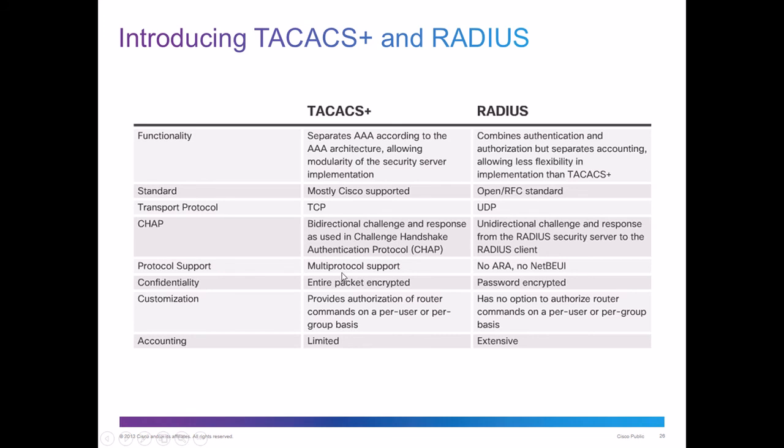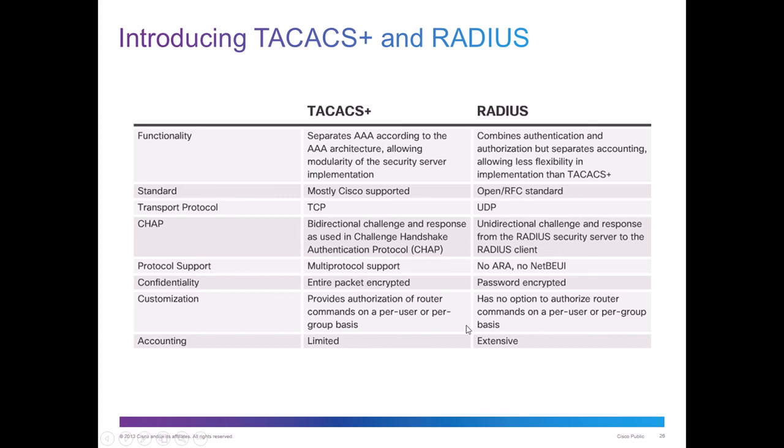As for protocol support, this is multi-protocol. This supports AppleTalk Remote Access (ARA) and NetBEUI, but these are hardly ever used anyway. This can support older protocols. Confidentiality: the whole packet is encrypted. With Radius, only the password that you sent is encrypted. And customization: you can provide authorization of a router command if you need to.